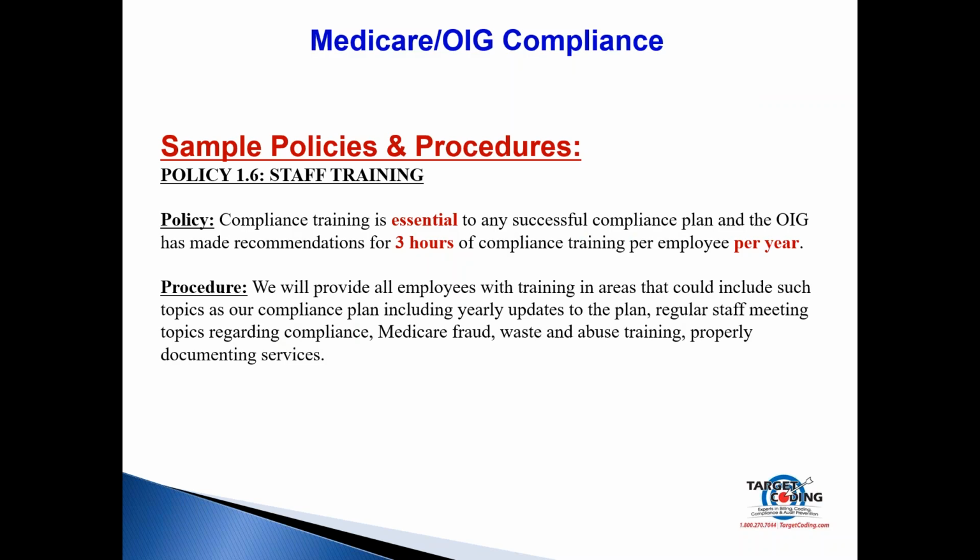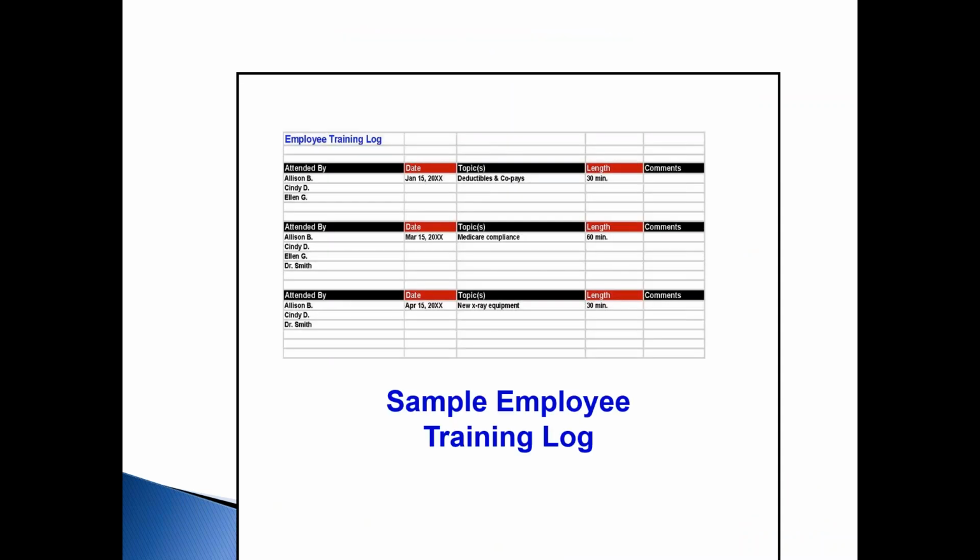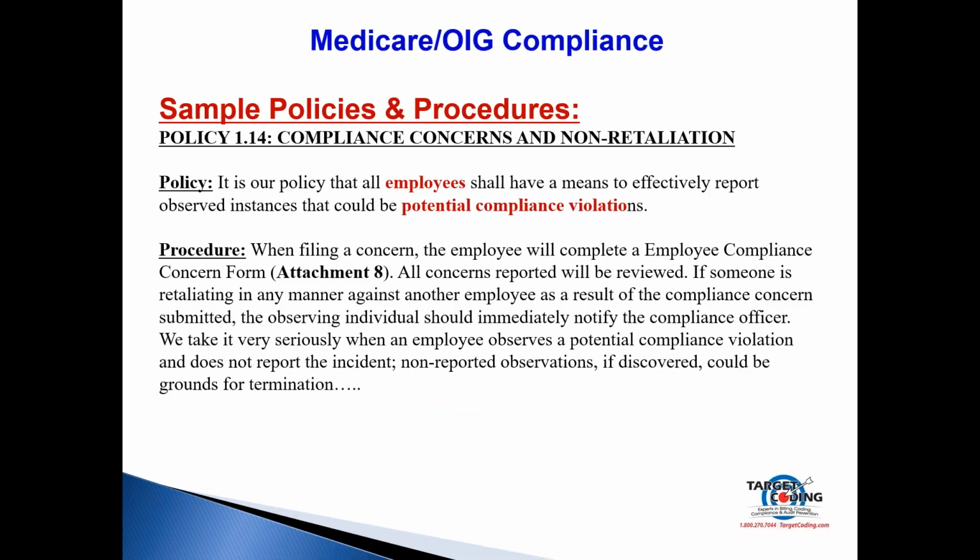Next, staff training, 3 hours per year. Here's a quick log that you could put together. This is our sample employee training log. You might have an employee come up to the doctor and say, hey, I just went to a chiropractic seminar, or I listened to a webinar. We're not billing right. We're waiving deductibles, copays. I don't think we're billing right.